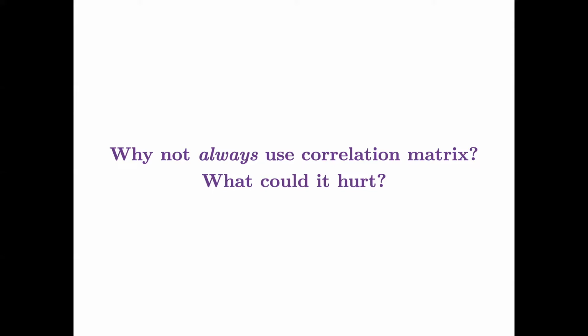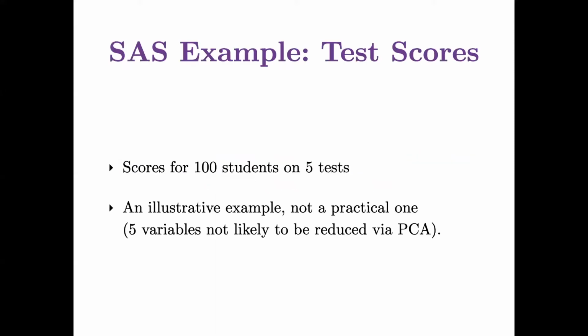I'm going to show you an example of such a situation where, just from our own knowledge of the data, we should realize that standardization is not the approach that we want to take. You may not be able to see enough of a difference in the output to feel convinced, but I assure you it's because this is an illustrative example. It's not a practical one. 5 variables are not likely to be reduced via PCA. All right, so in this example, I have scores for 100 students on 5 tests.